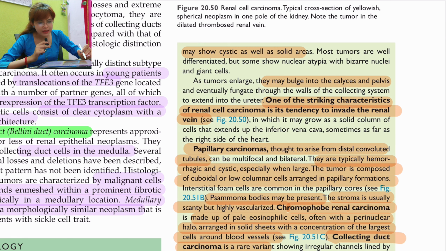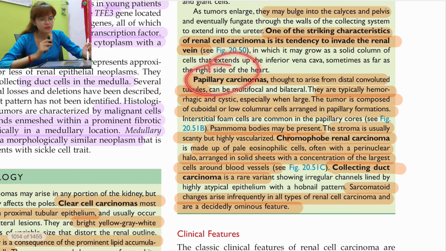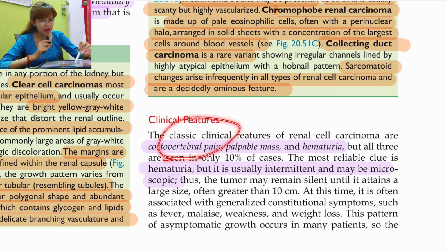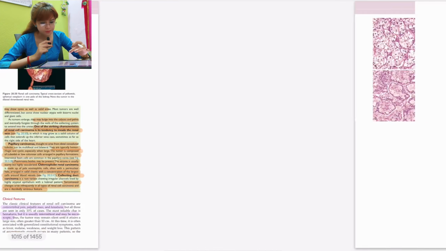Now, one of the striking characteristics of renal cell carcinoma is its tendency to invade the renal vein. Important point. Papillary carcinoma arises from the DCT mainly. They are typically hemorrhagic and cystic when large. The stroma is usually scanty but highly vascularized. The chromophobe, you know that it is composed of pale eosinophilic cells with a perinuclear halo. So basically the features are costovertebral pain, palpable mass, and hematuria.